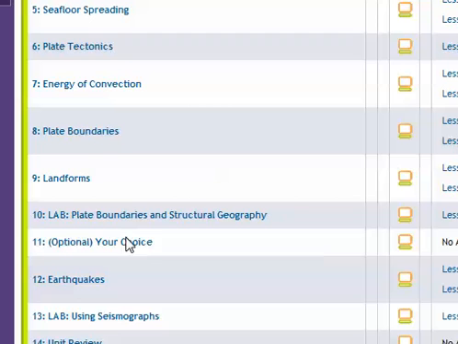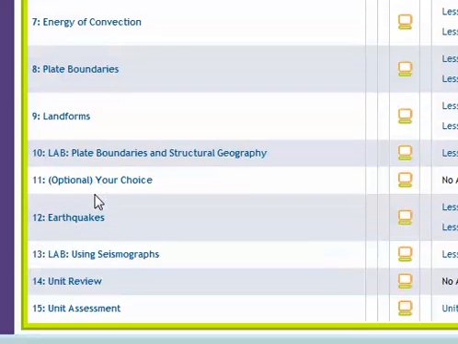You looked at energy of convection, so how convection is moving through the mantle to make those plates move and spread apart or run into one another or slide past one another. And then plate boundaries, and this is where we're going to spend a majority of our time, is looking at those different boundaries and what's happening within those boundaries. You also looked at landforms, so what kind of landforms are created. We're going to review that when the boundaries do different things. And then you looked at earthquakes and seismographs and how scientists use those seismographs to look at earthquakes. So that's just a quick overview of what you did in this unit.